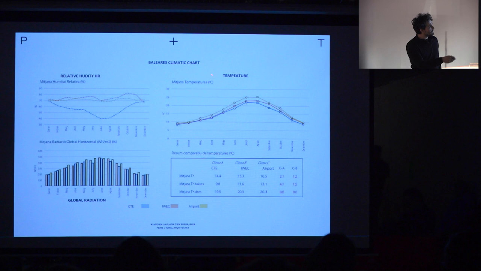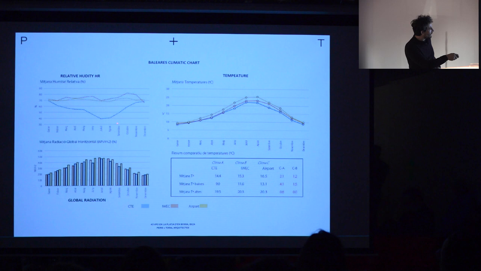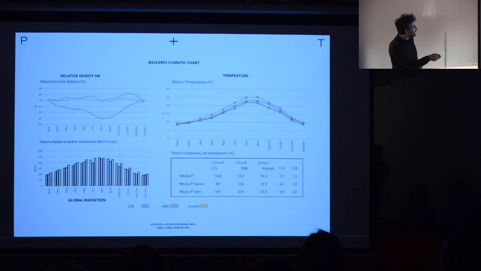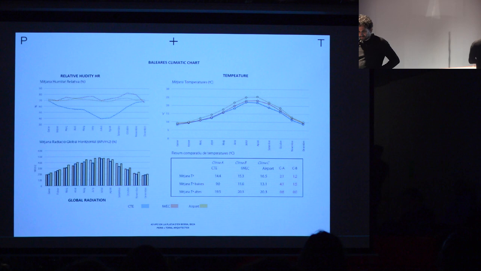So we have very hot summers, but here we have a mistake. Our regulations, the código técnico, are not properly adjusted, because they assume that we have low relative humidities in summers. But when we take the data from the airport or other databases, we realize that we are over 80% humidity in summers.